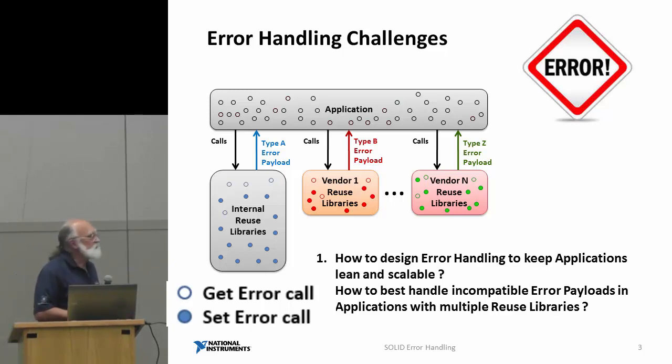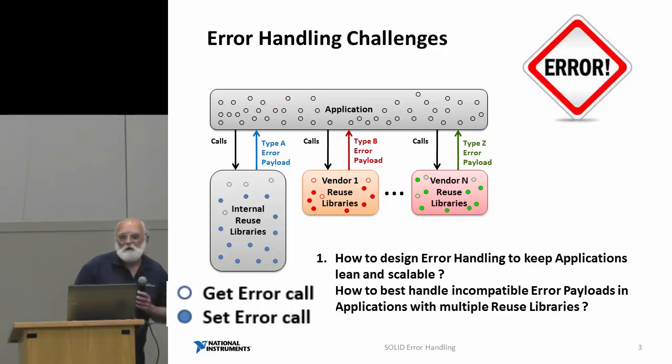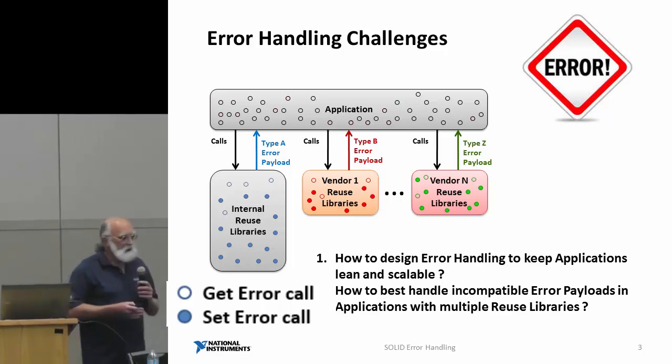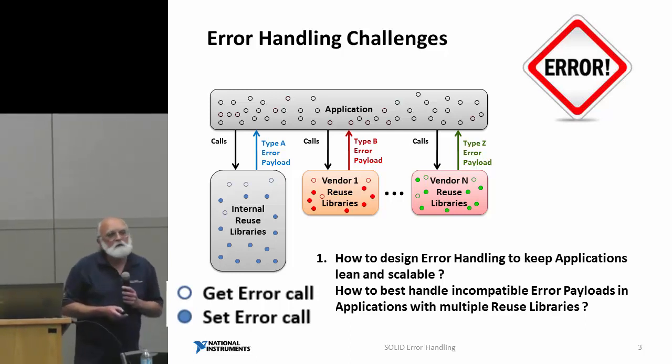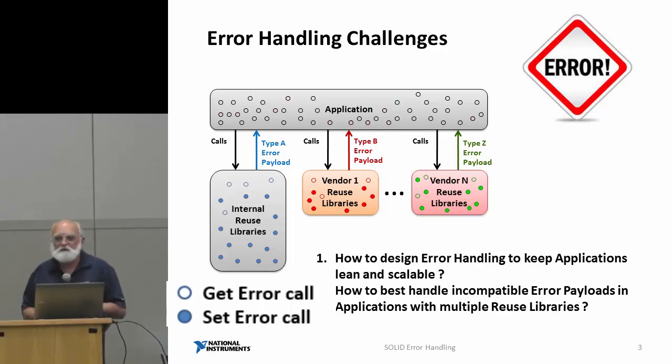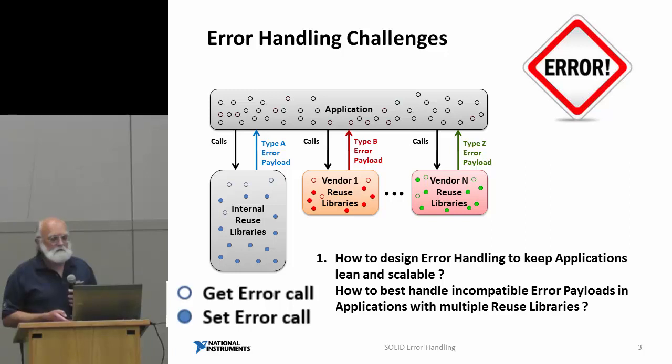There are two challenges that I see with this. First, how do you design error handling to keep your application lean and scalable? What, for example, happens if you swap one library for another, and the error handling style changes? How do you handle it? Do you need to refactor your entire application? And the second, some libraries return more information than there is in an error cluster. They add it by different means. So how do you handle different error cluster payloads in your application? These are the two challenges I have to answer myself.